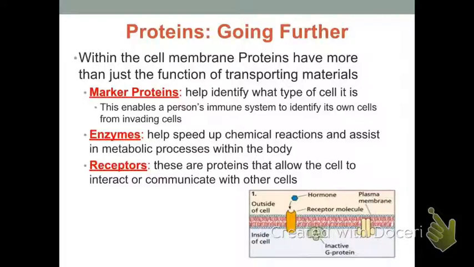Proteins are also enzymes, which help speed up chemical reactions and assist in metabolic processes within the body. And then proteins are also receptors, so these are proteins that allow the cell to interact or communicate with other cells. You guys have this diagram as well, where we're looking at proteins, especially hormones, for example, interacting with other organisms inside and outside the cell. So there's your notes on proteins in the cell membrane, membranes, and transport, active and passive transport.